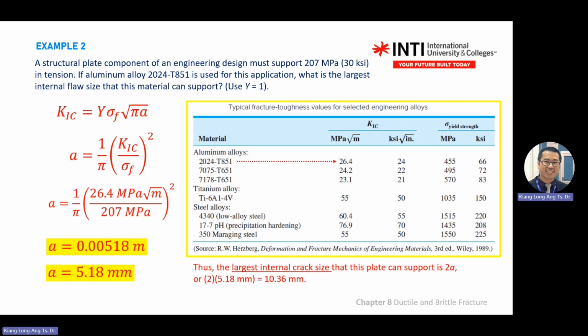If the question changed to largest surface flaw size, then you stop here. If the question is like example 2, asking you to calculate internal flaw size, then you need to multiply by 2 for your final answer. Usually this will be the careless mistake.